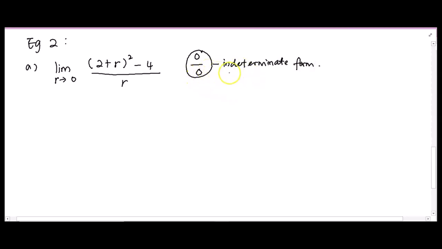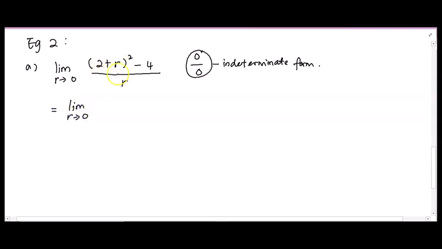Alright, meaning that your substitution method has failed. So when your substitution method fails, we proceed with either factorization or multiplying by its conjugate. Look at the function itself. We have a polynomial as a numerator and a polynomial as a denominator. So when you have a polynomial divided by a polynomial, we are going to use factorization. So how are we going to factorize it?